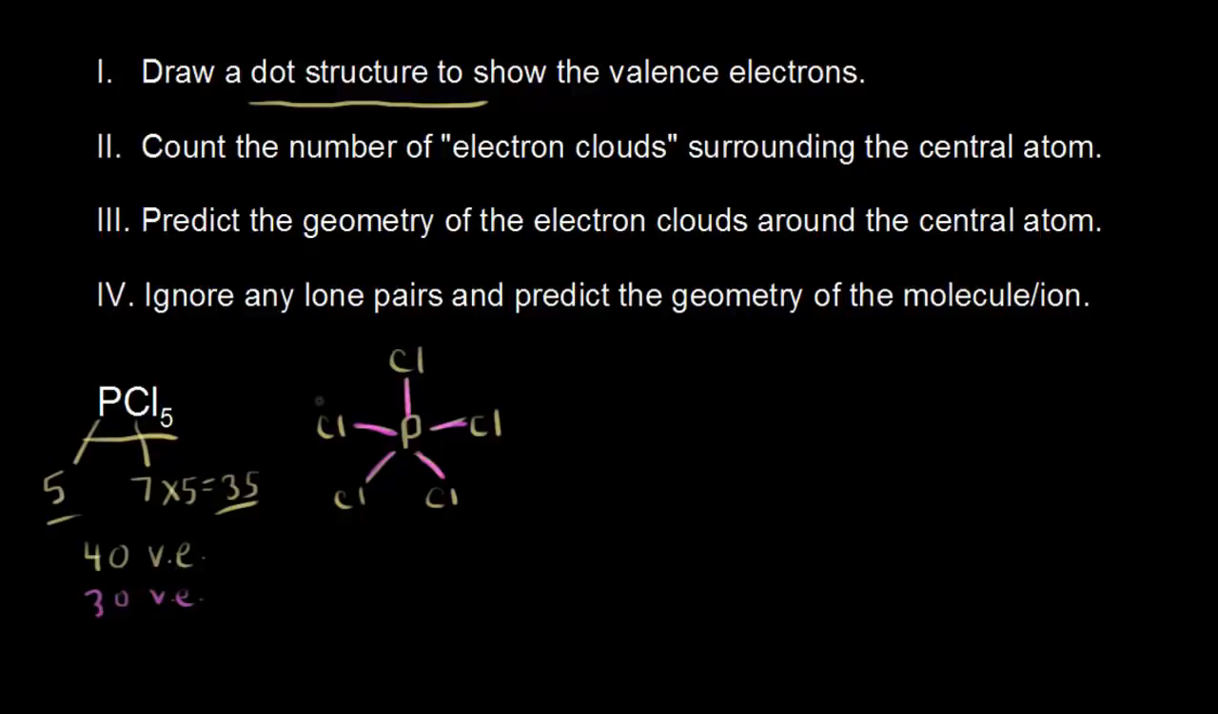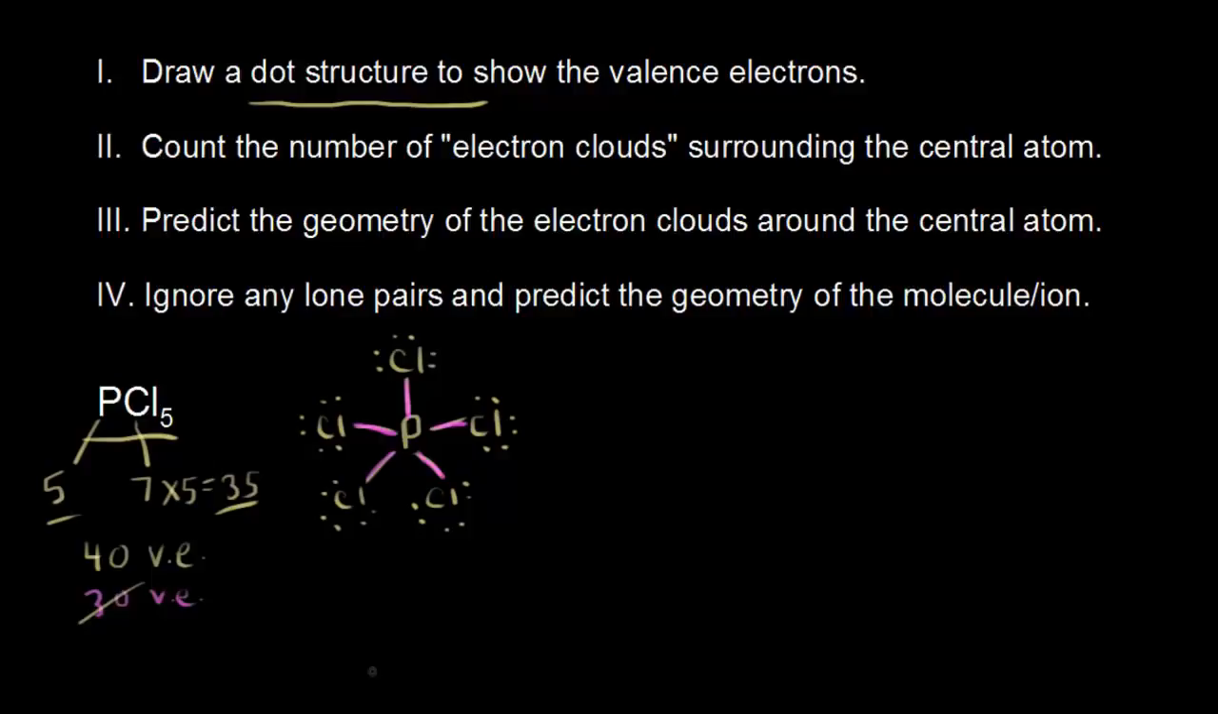And each chlorine is going to follow the octet rule. So that means each chlorine needs 6 more electrons. And so now each chlorine is surrounded by 8 valence electrons like that. So if I'm adding 6 more electrons to 5 atoms, 6 times 5 is 30, and so I have now represented all of my valence electrons on my dot structure.